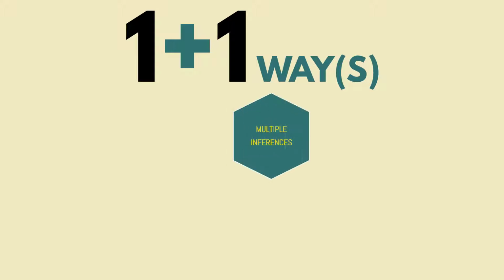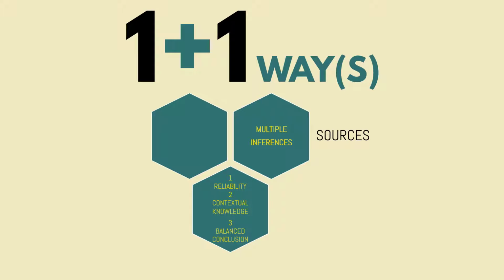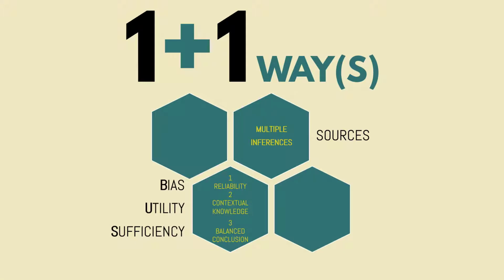The first way, which is the way that I recommend, is through multiple inference, which is the 2 plus 2: 2 sources agree and 2 sources disagree. Next, what is the other way? We have talked about it. It's about reliability, contextual knowledge, and balanced conclusion. To test reliability, we can rely on bias, utility, and sufficiency. In other words, BUS. And you get your bonus 2 marks.